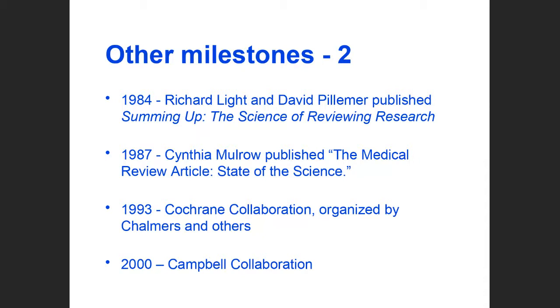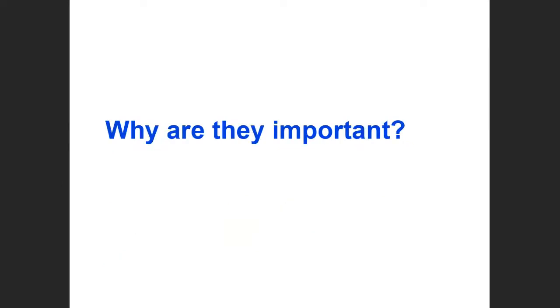Cynthia Mulrow published a condemnation of the existing medical review articles, showing how few of them had used systematic ways of trying to find the evidence and make their conclusions in a systematic way. And then in the early 1990s, an organization was set up called the Cochrane Collaboration, a collaboration of international volunteers with some funding from different governments to review randomized controlled trials and see what pictures could be derived from those. And 7 years later, a similar organization was set up in the areas of social economics and education by a group of followers of Campbell, a leading social scientist.